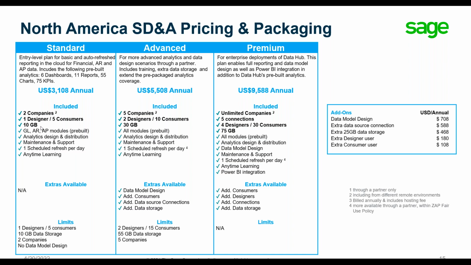The data volume, that 10, 30, and 75 gigabytes, that's the volume of data that gets uploaded to the cloud and stored on the cloud. So even if you had a larger database, the reality is we're only typically pulling 20 or 30% of the data for all of the reporting and analytics that we tend to do. So that means that even with a 100 gigabyte database, one could still comfortably fit on the advanced plan.